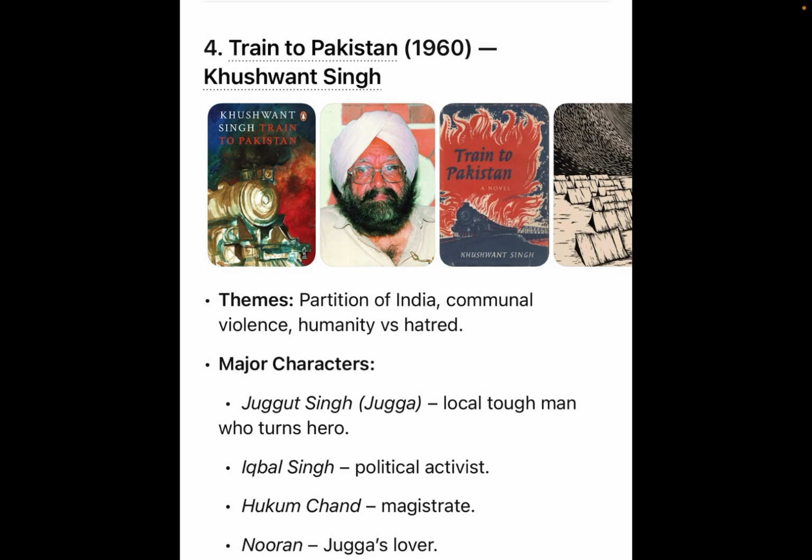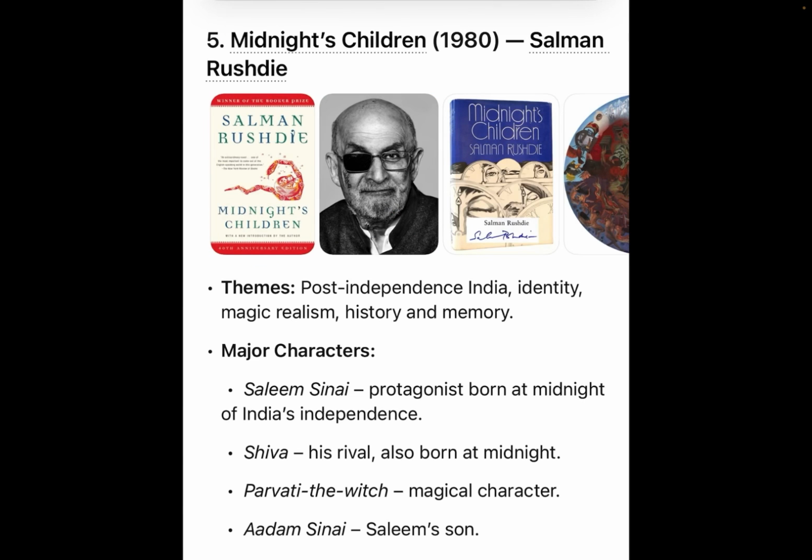You know, यहाँ पे story revolves around characters like Jaggu, Iqbal Singh, Hukum Chand, Nuran. So these are the major characters that you will be seeing in the work of Khushwant Singh, that is Train to Pakistan, right? And you have to remember one more thing about Khushwant Singh. Khushwant Singh का एक biography है which is Truth, Love and Little Malice. So this work is asked so many times in your exams, right?